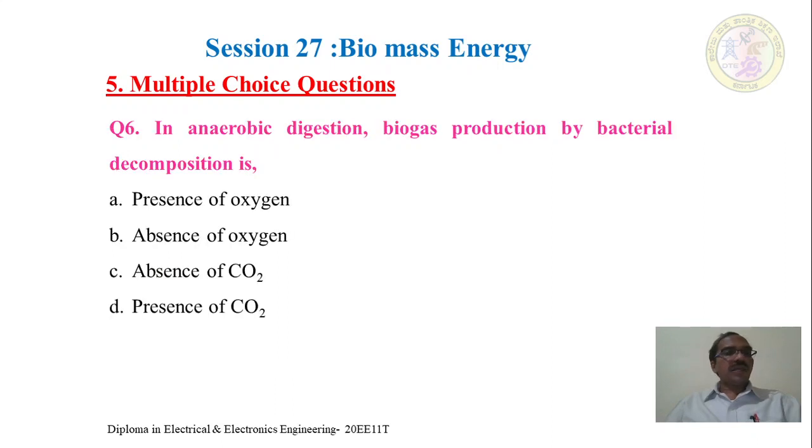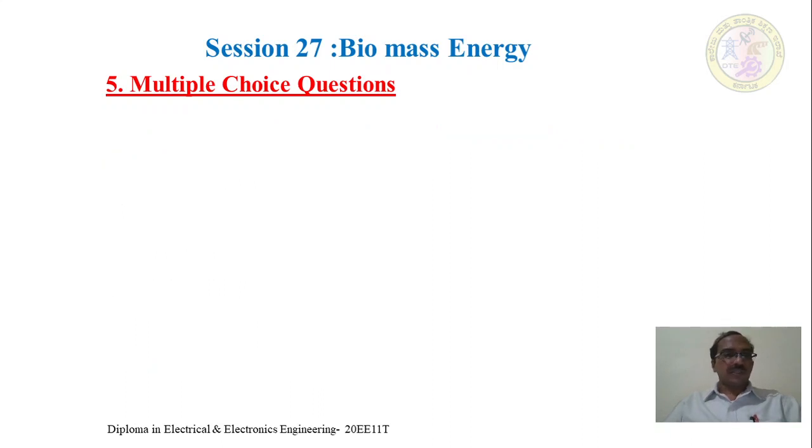In anaerobic digestion, biogas production by bacterial decomposition happens where and how? Presence of oxygen, absence of oxygen, presence of CO2, or absence of CO2? So this is absence of oxygen. Without oxygen, that is what we call biomass decomposition.